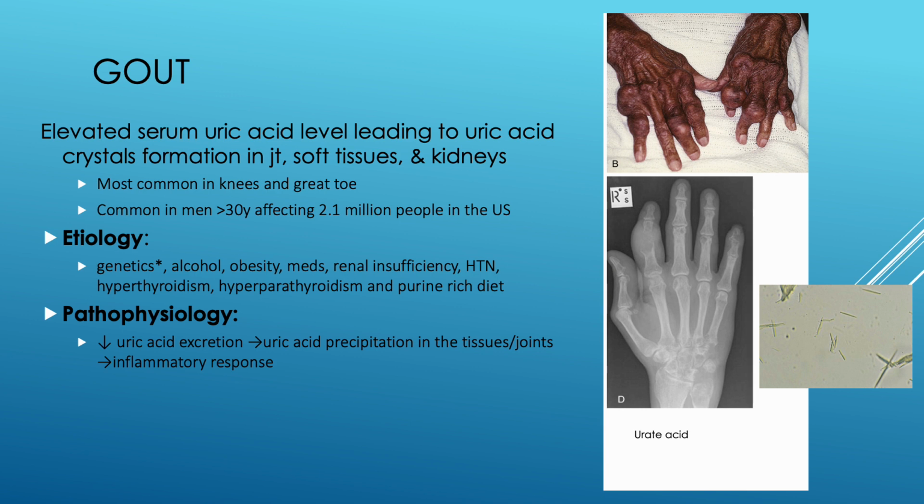Purine-rich diets, so food high in purines, such as shellfish, trout, sardines, anchovies, organ meats, and beans, can contribute to increased uric acid production. Genetic factors play a role in predisposing individuals to gout. Excessive alcohol intake, particularly beer and spirits, can raise uric acid levels. Being overweight or obese is associated with higher uric acid levels.